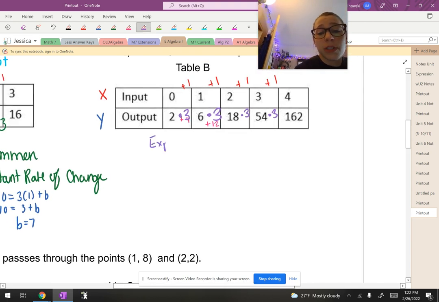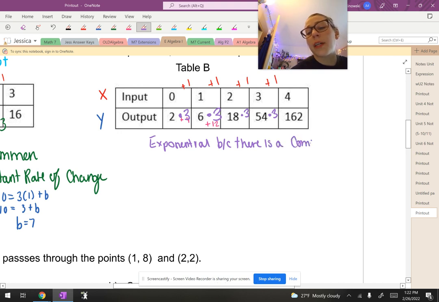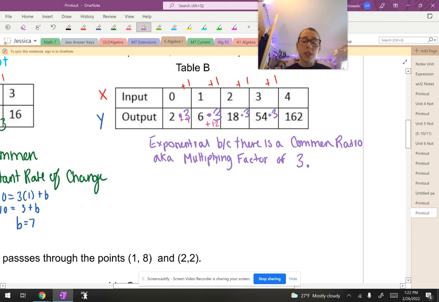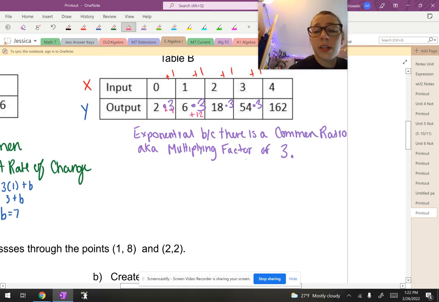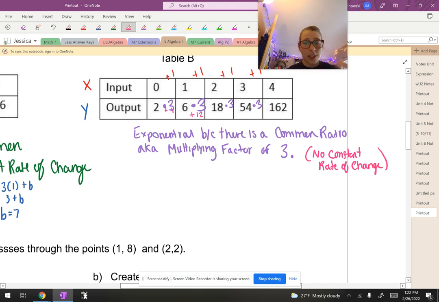So this relationship is clearly exponential, and that's because there is a common ratio, aka multiplying factor, of 3. So not linear because it does not have a constant rate of change. No constant rate of change. That's what makes it not linear.